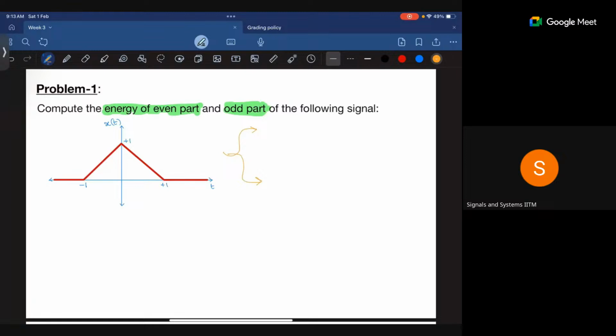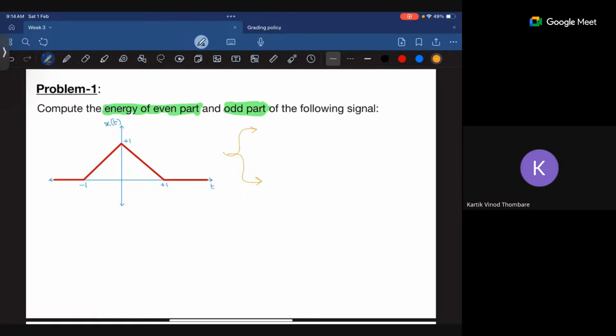How does the even part look? Come on, whatever you are thinking is correct. This is not that difficult to say. Will it be the same? Yeah. So if you stare at the signal, how does it look? Is it symmetric? Yes, it is symmetric. Correct, right? So if it is symmetric to the y-axis, what is the signal? It's even.